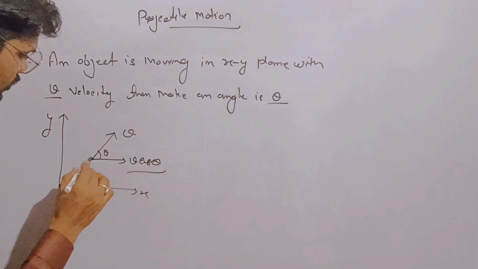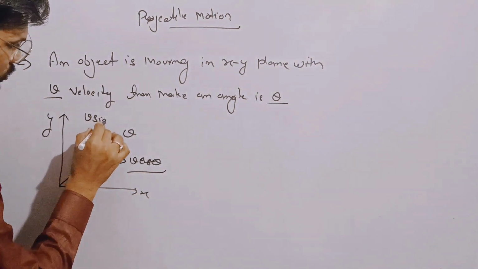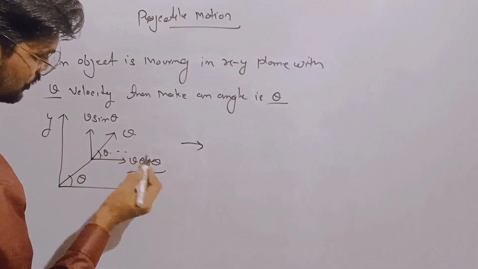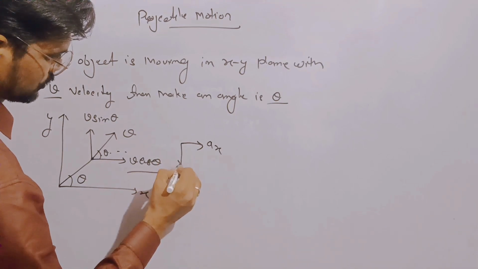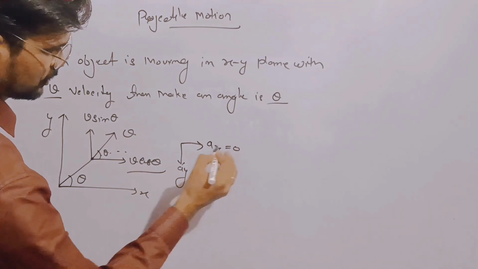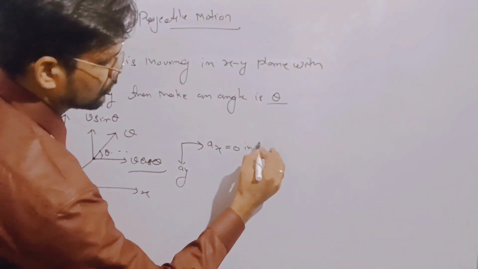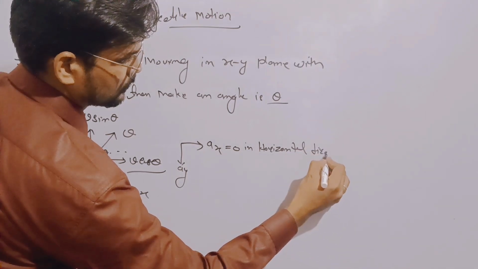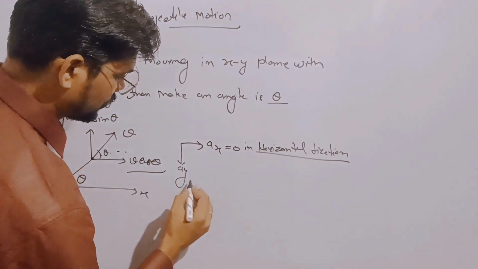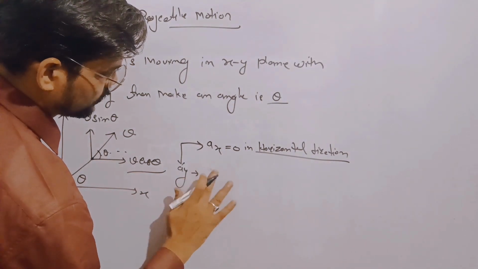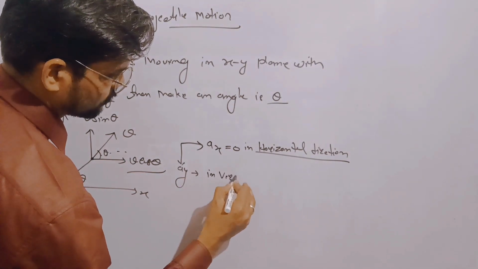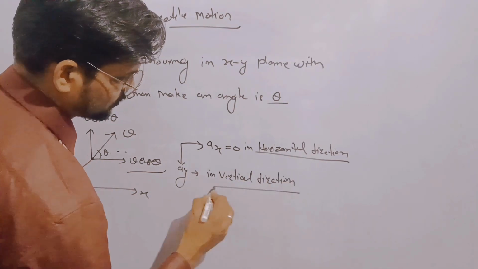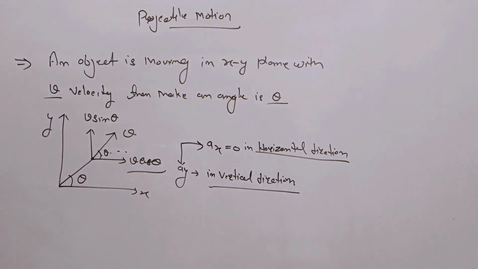The component of v in the x direction is v cos theta, and the component in the y direction is v sin theta. So this is projectile motion. We use the acceleration in the horizontal direction as ax, and in the vertical direction as ay, the acceleration in the downward direction. So ax, the horizontal acceleration, is 0, and ay is equal to minus g in the vertical, downward direction.